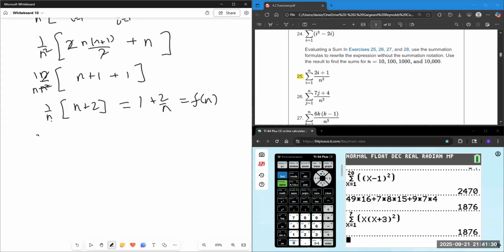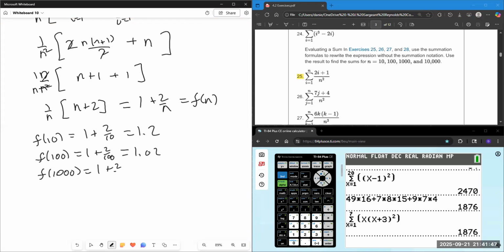So f of 10 is 1 plus 2 over 10, which is 1 and 2/10. f of 100 is 1 and 2/100. f of 1000 is 1 and 2/1000. And f of 10,000 is 1 and 2/10,000.